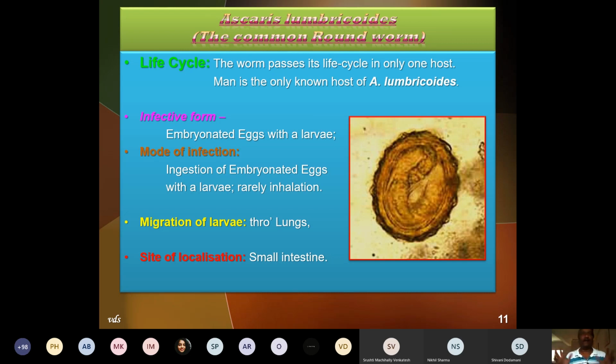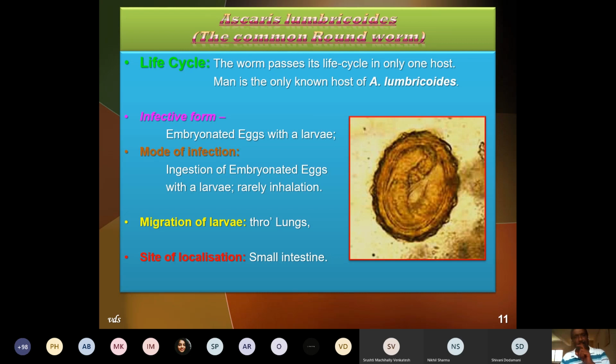Till then it undergoes developmental stages, undergoes moltings, gets modified or converted into adult forms. As it reaches the intestine, it gets converted into the adult worm, male and female, and maturation occurs, copulation occurs, and then the eggs are liberated. That cycle we are going to study in the next slide.